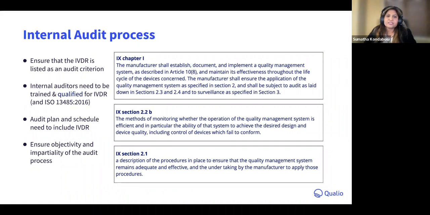And internal auditors need to be trained and qualified for the IVDR, or you can also make sure that at least ISO 13485 has been covered as a part of an auditor's requirements. The audit plan and schedule need to include IVDR and ensure objectivity and impartiality of the audit process. So these are the requirements. And if you see on the right side in the same slide, Annex 9, where you will have chapter 1 that is more focused specifically on the internal audit process. Similarly, you will see section 2.2b and section 2.1.